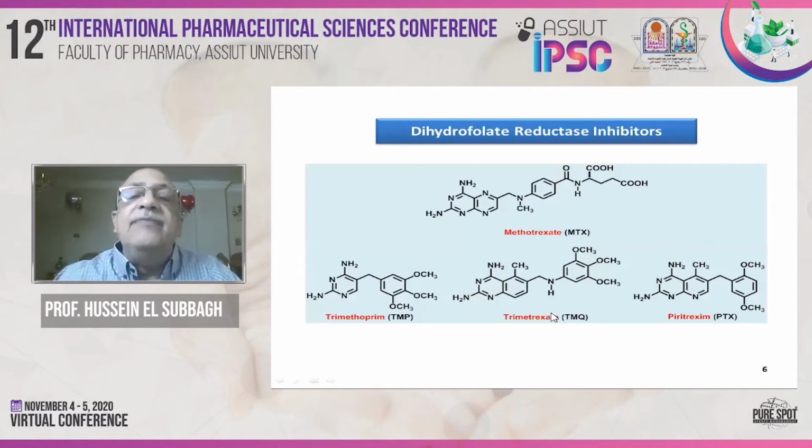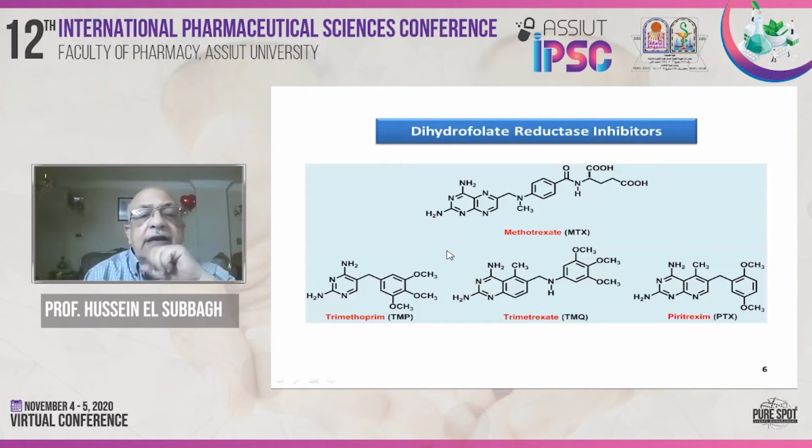For quite some time, research has been involved. The prototype or the classical inhibitor is methotrexate. It is called classical because it resembles folic acid in structure. We also have a bunch of non-classical dihydrofolate reductase inhibitors like trimethoprim, methotrexate, and pyritrexate.